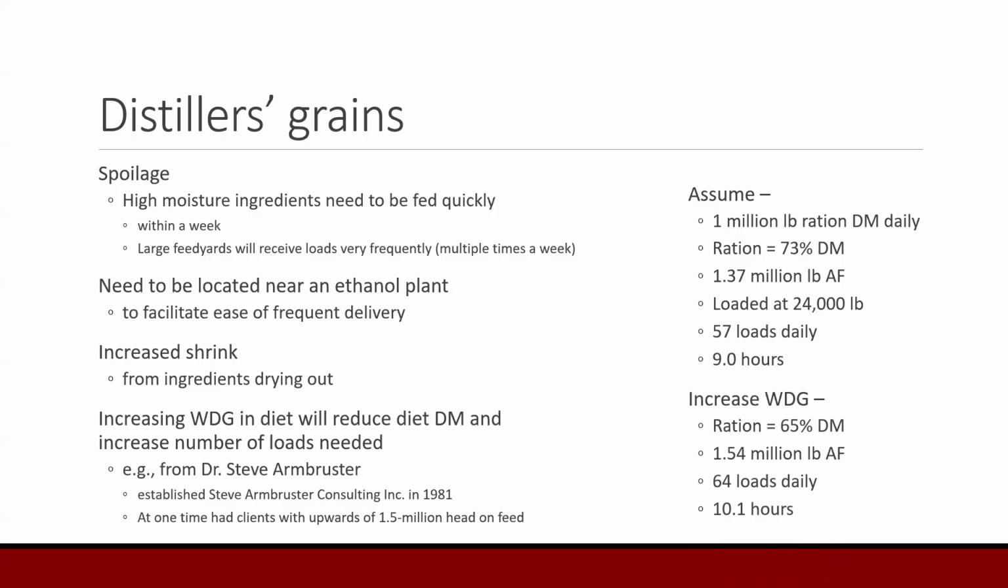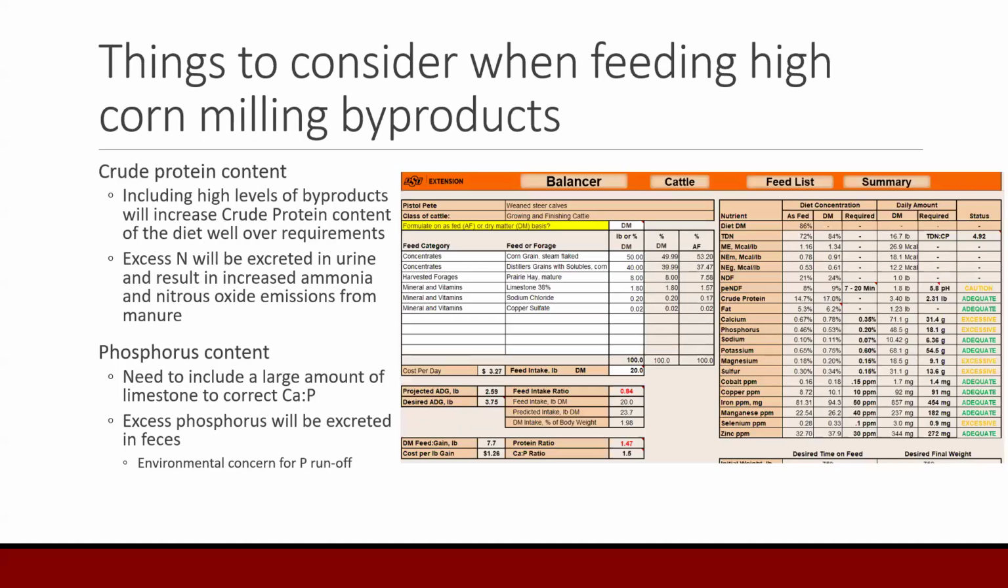So now it's going to take 7 more loads a day, so 64 loads, and it's going to add a little over an hour each day to feed all those animals. Okay? Make sense? So potential big issue. Okay? All right, things to consider when feeding high corn milling byproducts.